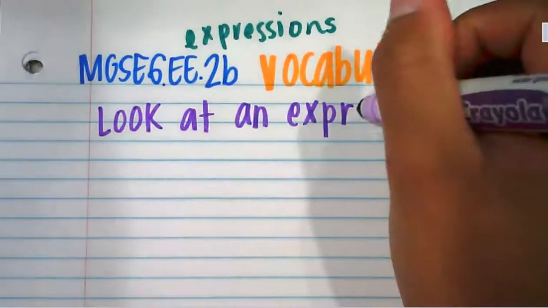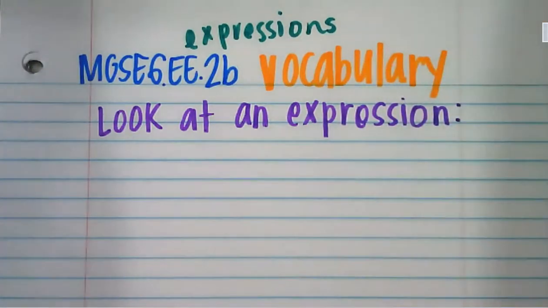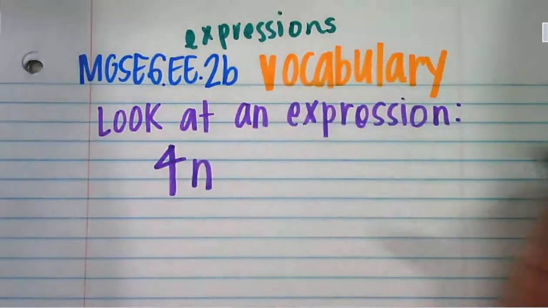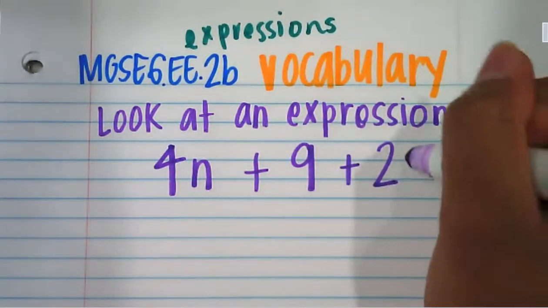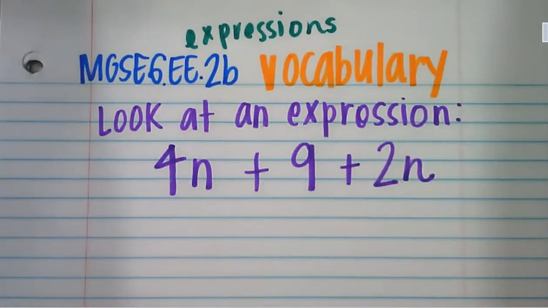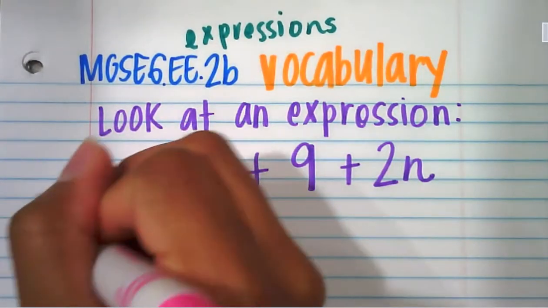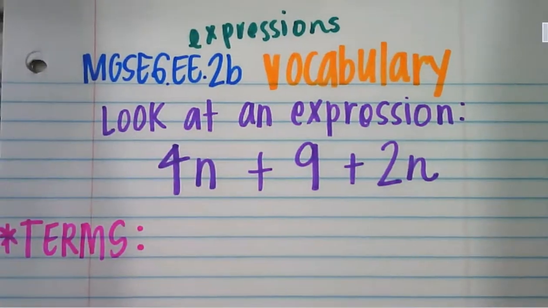Let's take a look at an expression. Let's say, for instance, I have the expression 4n plus 9 plus 2n. That is my expression. Now, there are some words that you need to know when you're referencing an expression. The first word that you want to know is terms. Terms is our first vocabulary word.